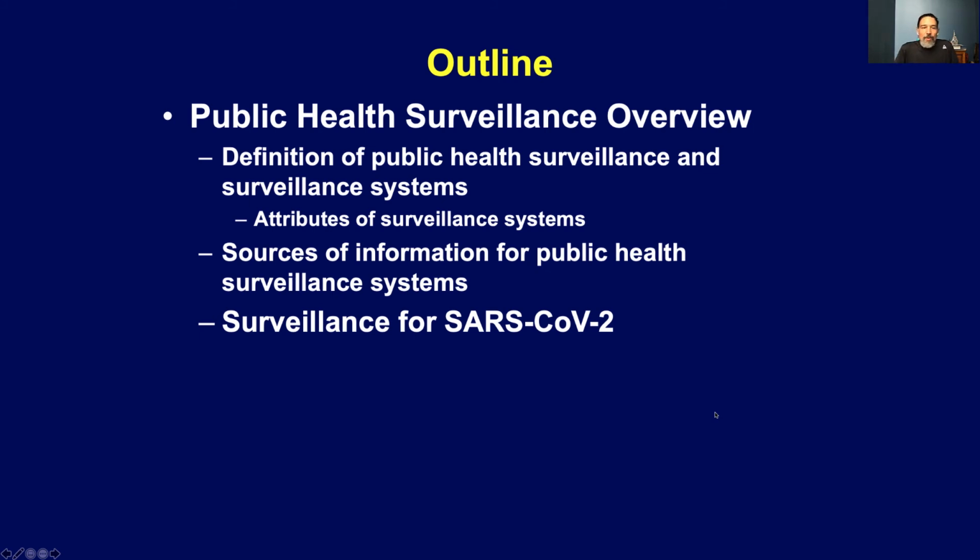Okay, so we will cover the definition of public health surveillance and surveillance systems, and we'll talk about surveillance system attributes as well. And we'll talk about where surveillance systems get their information, the sources of information for public health surveillance systems. And then we'll talk briefly about surveillance for SARS-CoV-2 in New York.